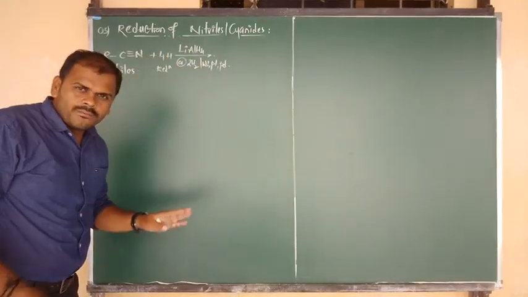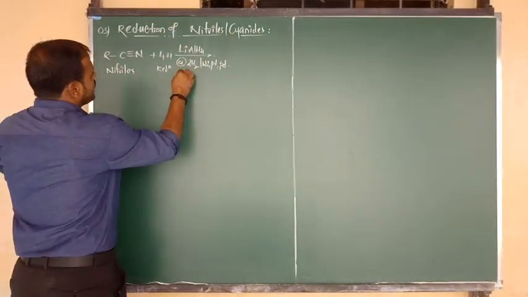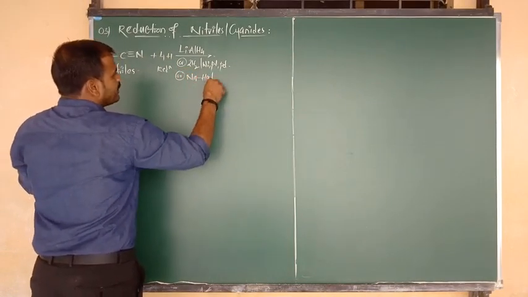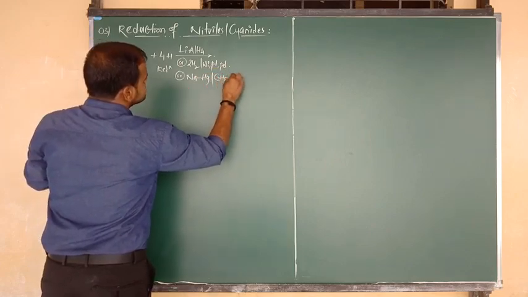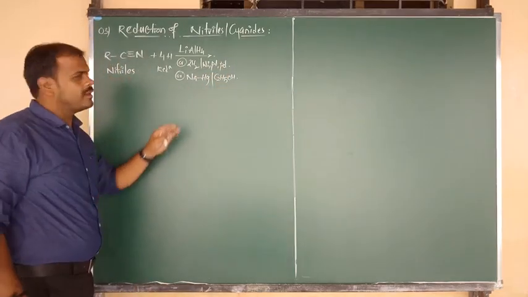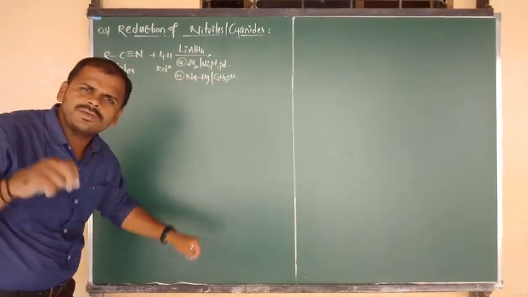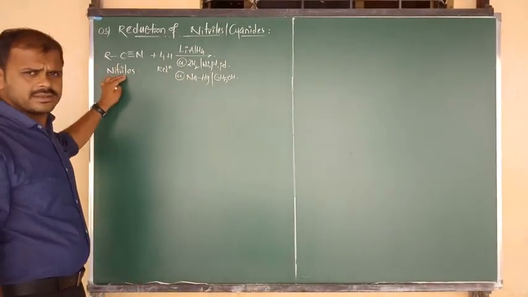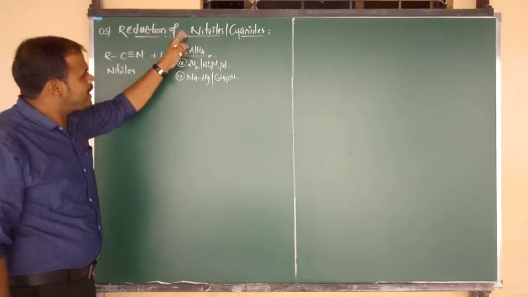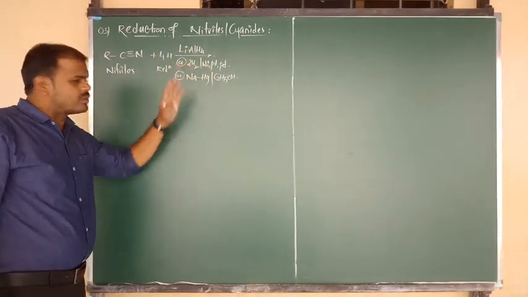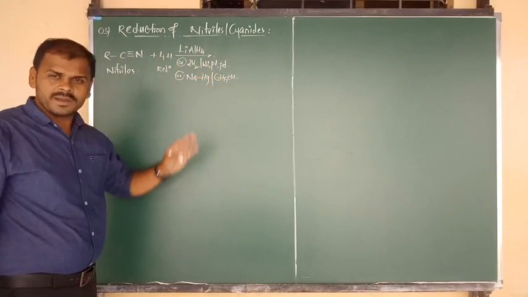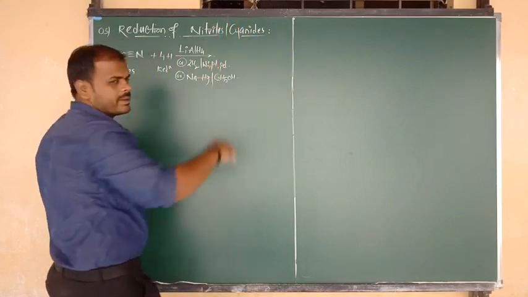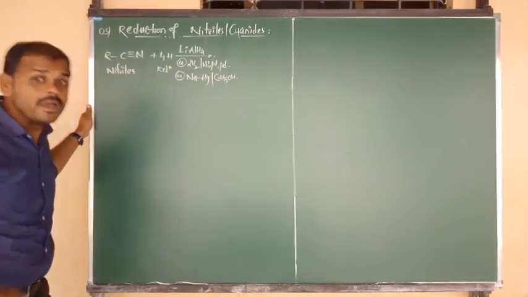Instead of these, we can use another reducing agent, that is sodium amalgam, NaHg, in the presence of ethanol, C2H5OH. Any one catalyst or reducing agent you can use here. So nitriles on reduction with lithium aluminum hydride, or catalytic hydrogenation, or sodium amalgam in presence of ethanol, we are going to get the product. The product is nothing but what? Primary amine. Primary amine is the product.